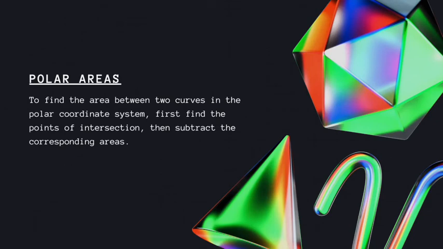So next, polar areas. To find the area between two curves in the polar coordinate system, first find the points of intersection. Then subtract the corresponding areas.